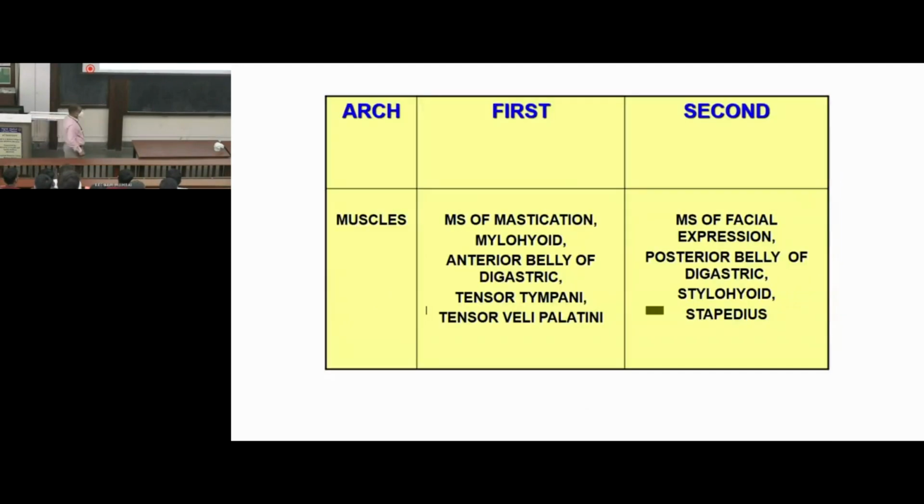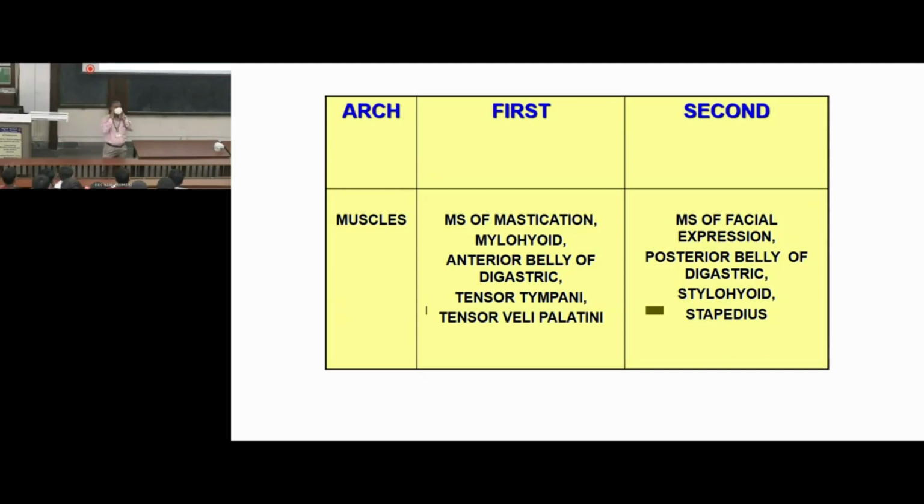Now coming to the muscles. Again there is a big list. But when you learn the gross anatomy subsequently, it's not very far away. Muscles of mastication. What is mastication? Chewing. For chewing, what has to move? Which bone has to move? Mandible. Very good. So muscles that move the mandible are referred to as muscles of mastication. And there are only 4 muscles that move the mandible.